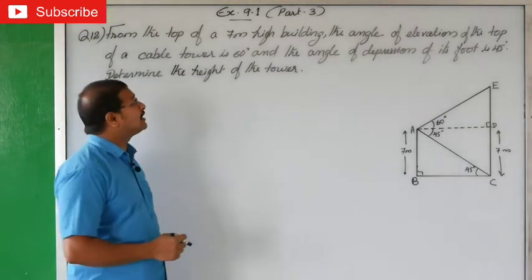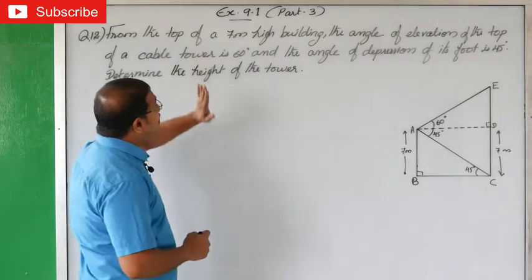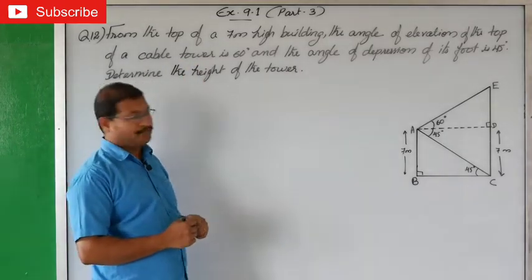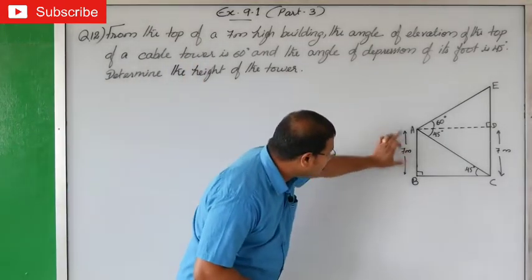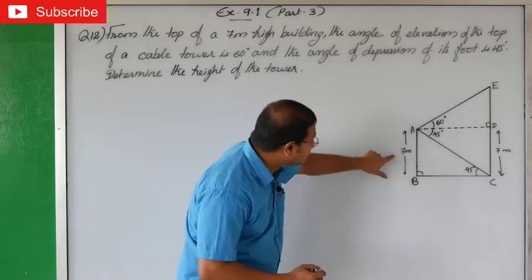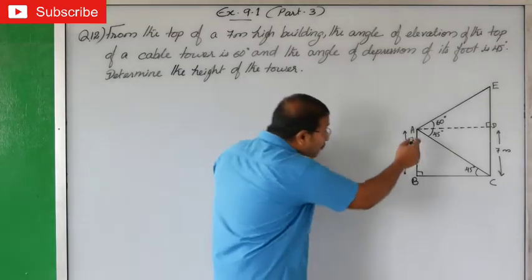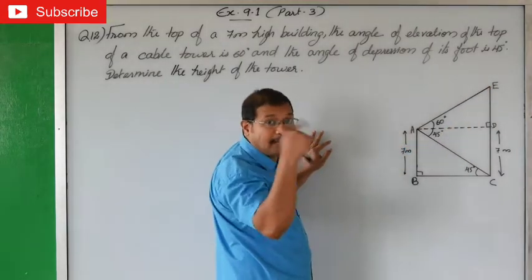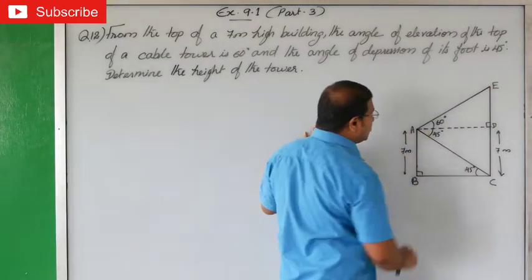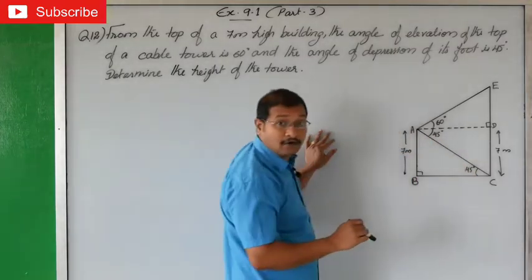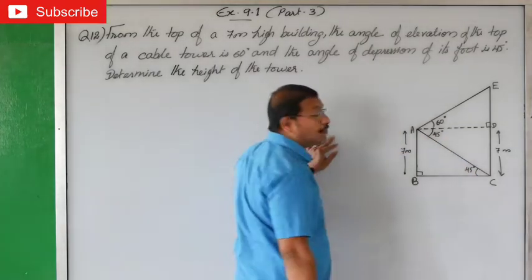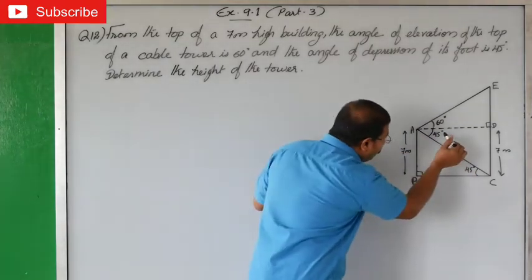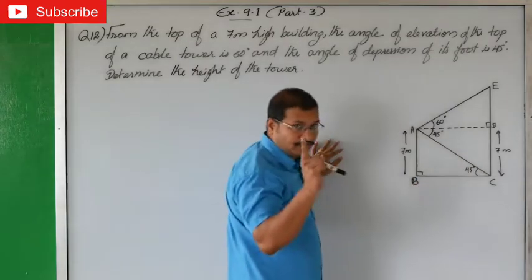Ready? So whatever the things are given here, let's see. From the top of a 7-meter high building, that means there is a building AB, its height is 7 meter. From the top of the building, the angle of elevation to the top of the cable tower is 60 degree. Angle of depression, looking downside, is 45 degree. So if you get 45 here, here will be 45.